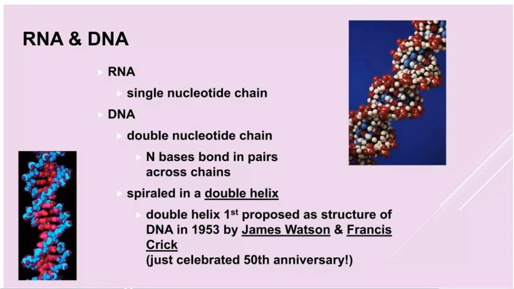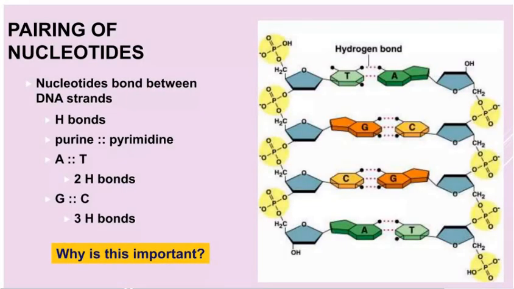The double helix was first proposed as the structure of DNA in 1953 by James Watson and Francis Crick, and just celebrated its 70th anniversary. So pairing of nucleotides: nucleotides bond between DNA strands by hydrogen bonds, purine to pyrimidine, A-T with 2 hydrogen bonds, G-C with 3 hydrogen bonds. So why is this important?